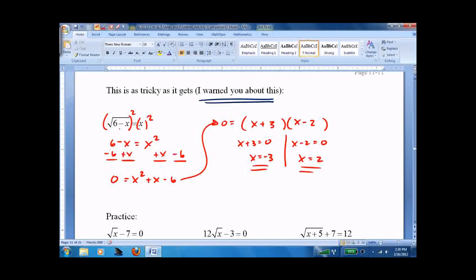So we put in negative 3. We get 6 plus 3 is 9. Square root of 9 is 3. Does 3 equal negative 3? The answer is no. This is an extraneous solution.